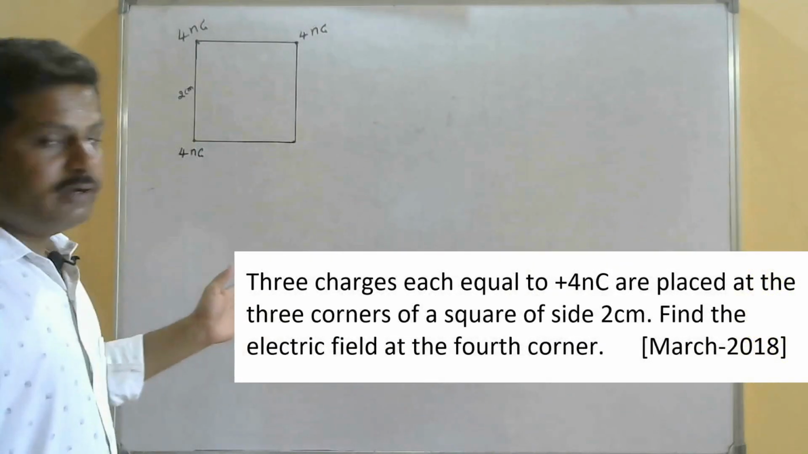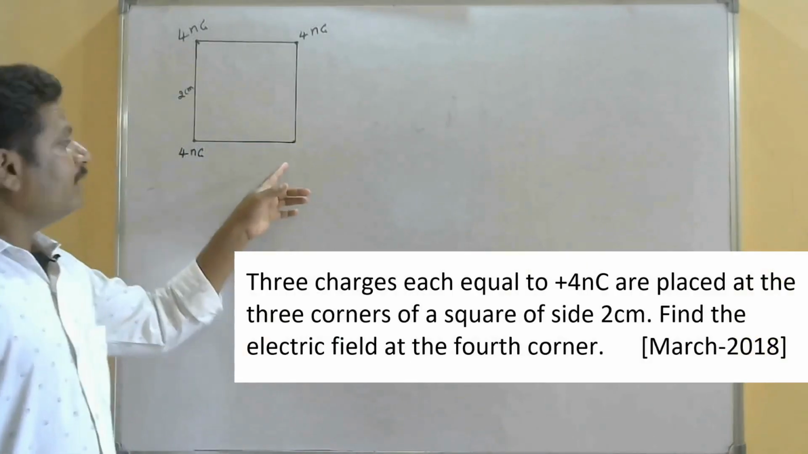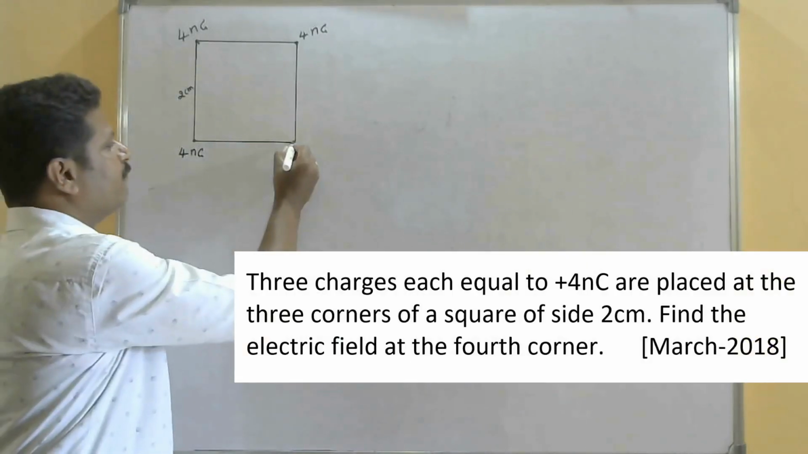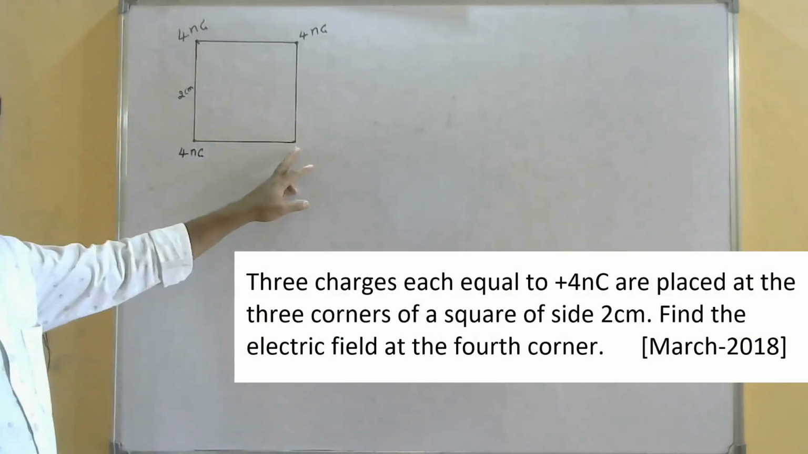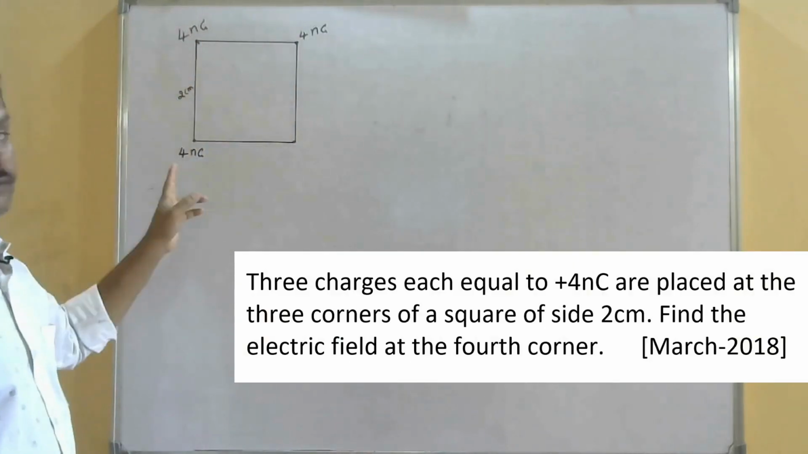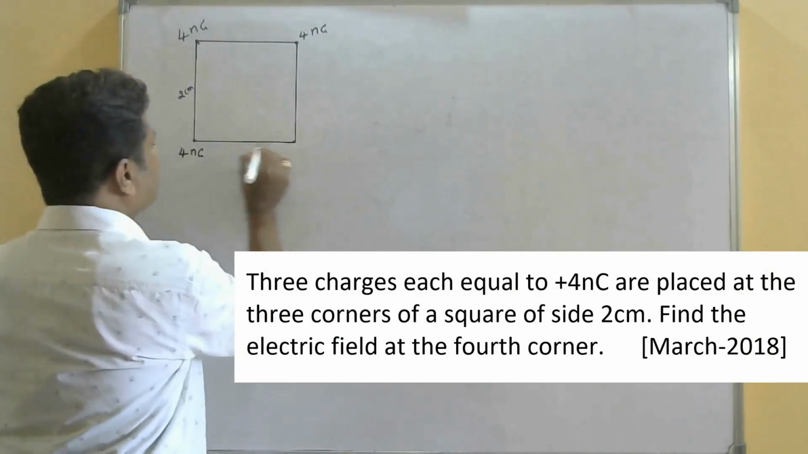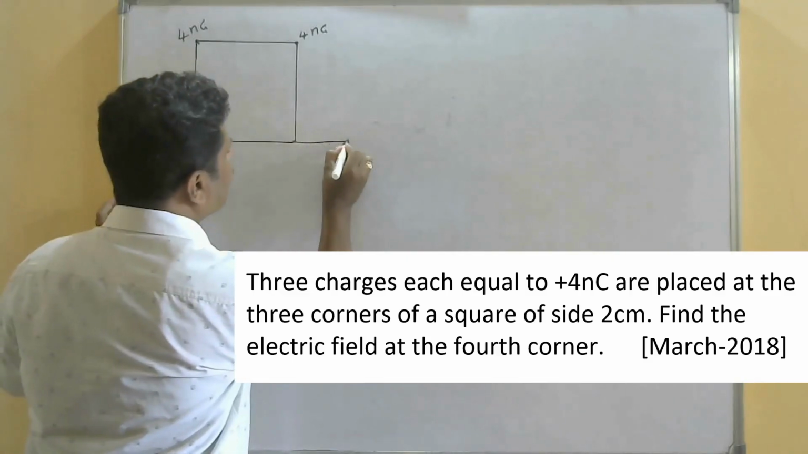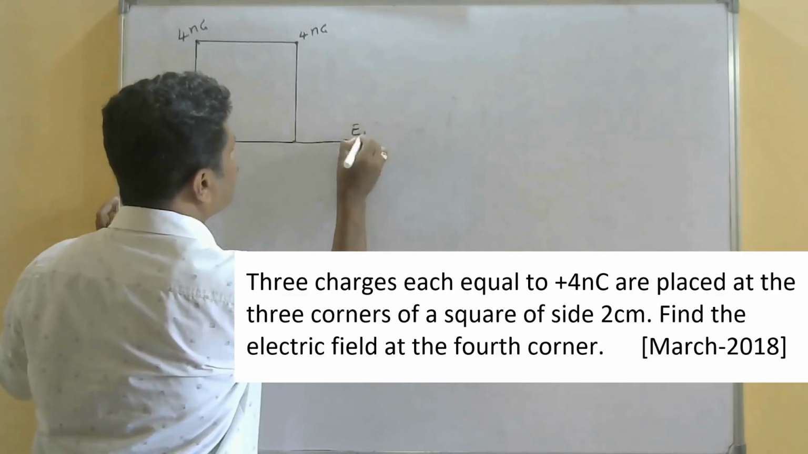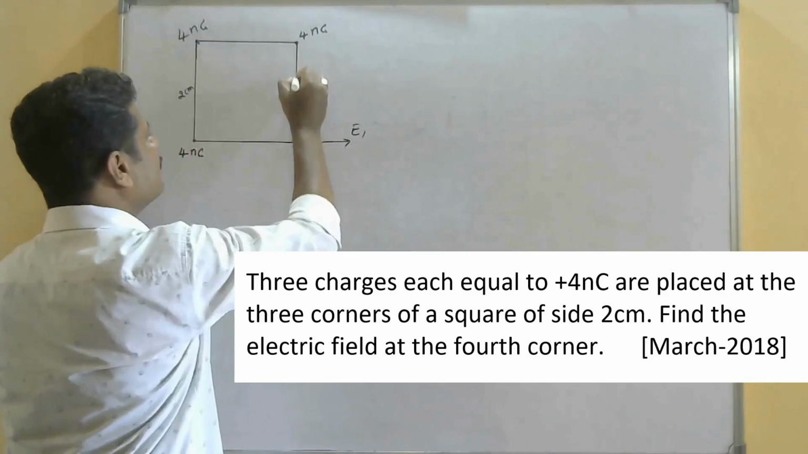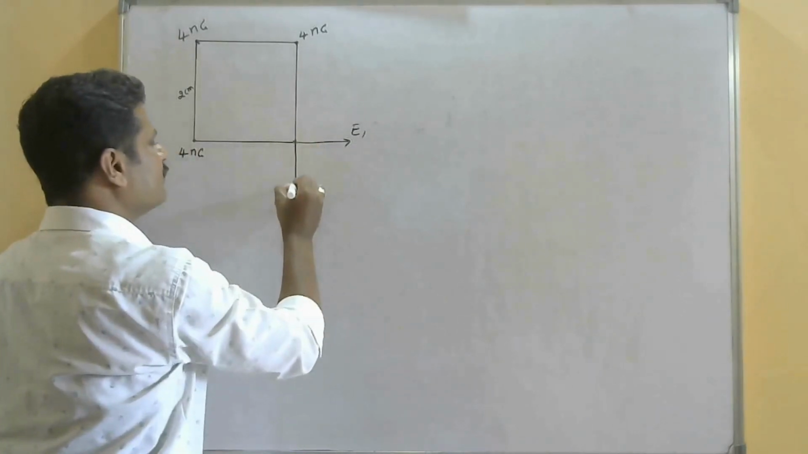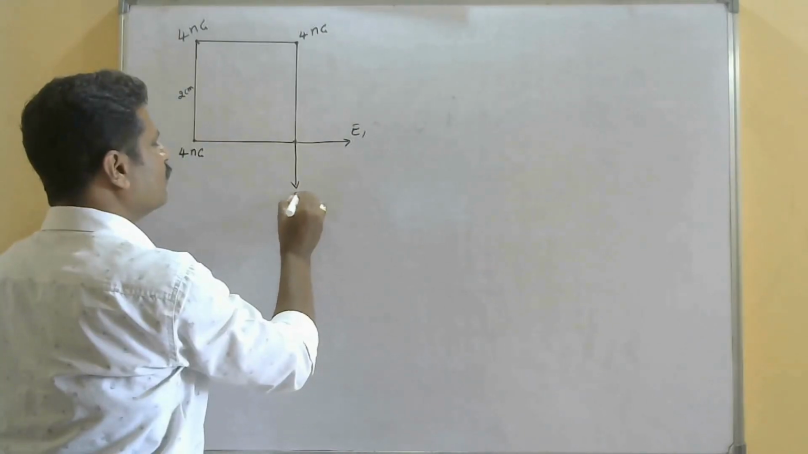Let's go to the next problem. In this problem, you need to find out the resultant electric field at the fourth corner. Let me find out the resultant electric field at the fourth corner due to these three charges. Now, due to this charge, the electric field is acting in this direction. Let me consider that one as E1. And due to this charge, it is acting in this direction. Let me consider this one as E2.